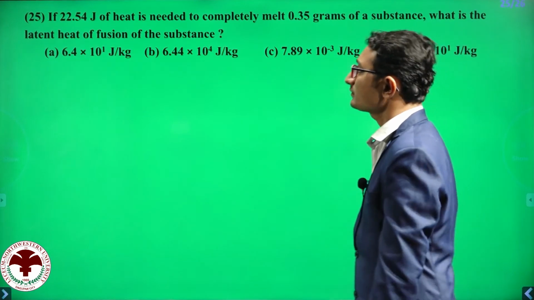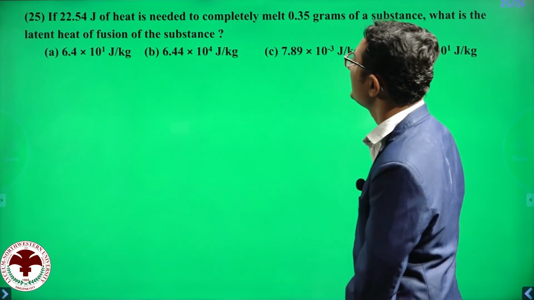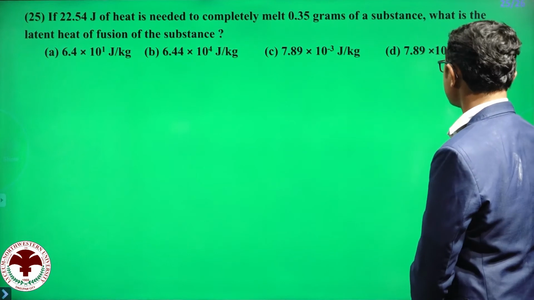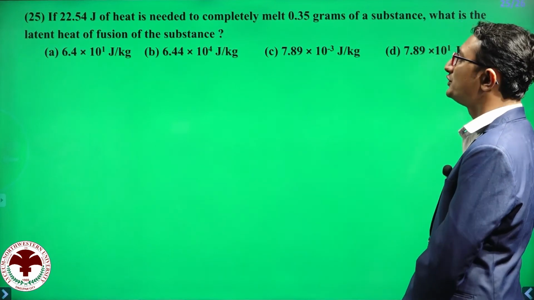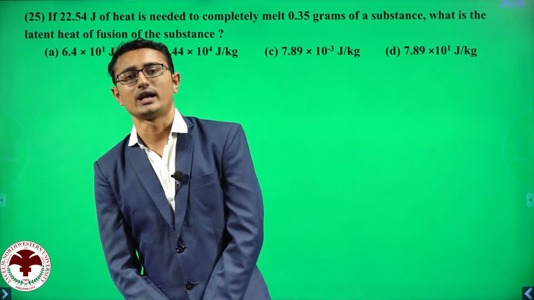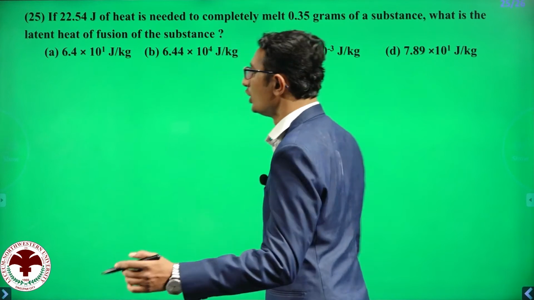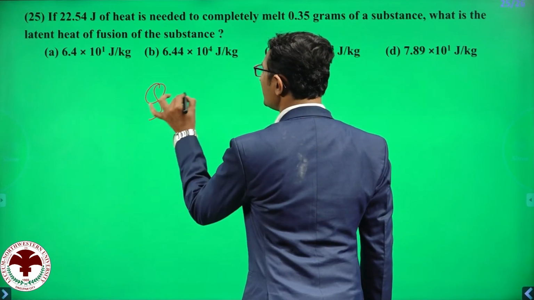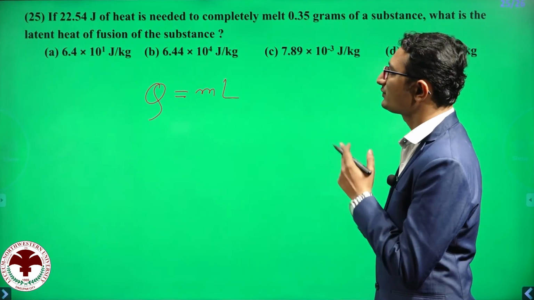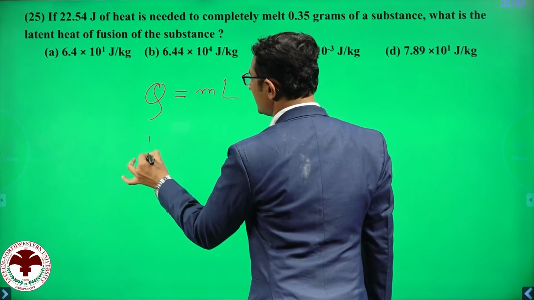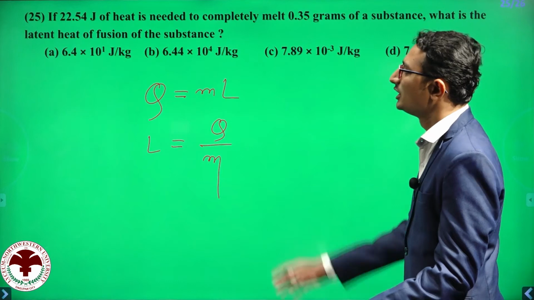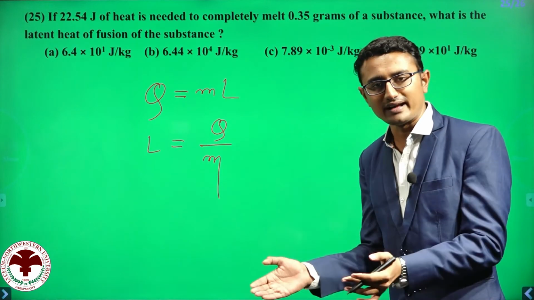Now the next one. If 22.54 joule of heat is needed to completely melt 0.35 grams of substance, what is the latent heat of fusion of the substance? To solve this question, you should have the formula of latent heat. That is simple: Q equals M into L, where L stands for latent heat. We want to find the latent heat, L equals Q upon M, where Q is the energy and M is the mass. Both are given in the question. You just have to put the values and get the answer.